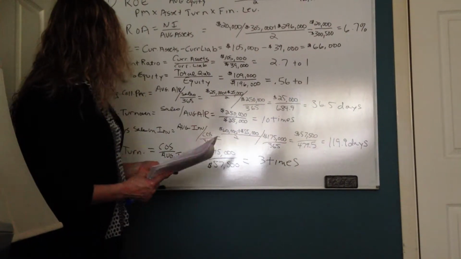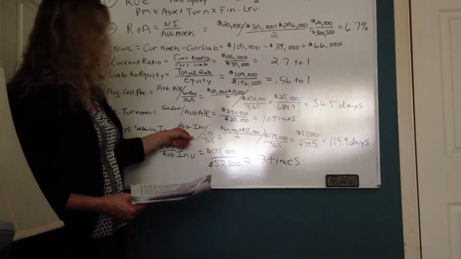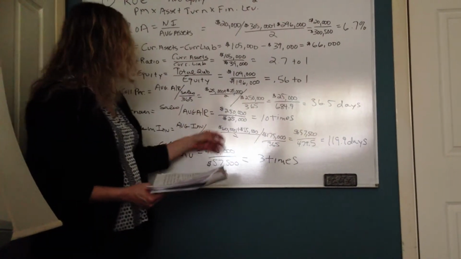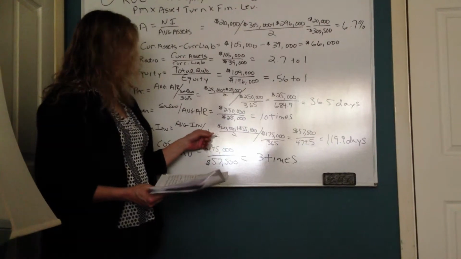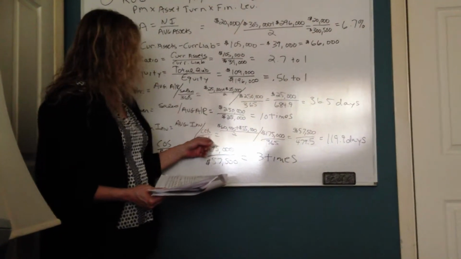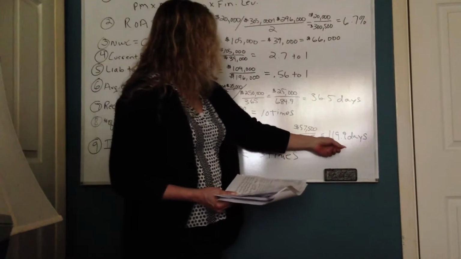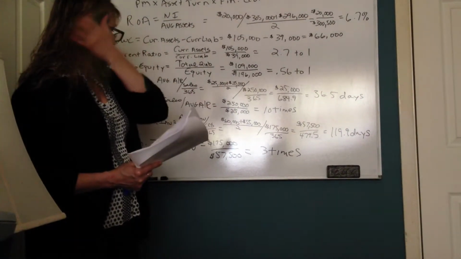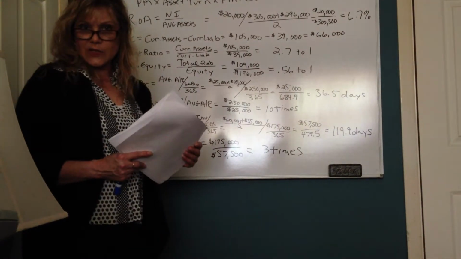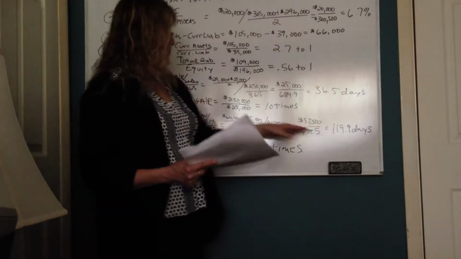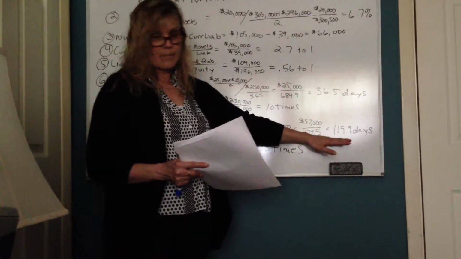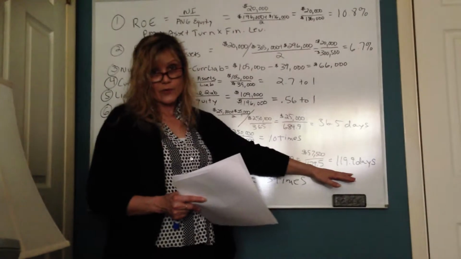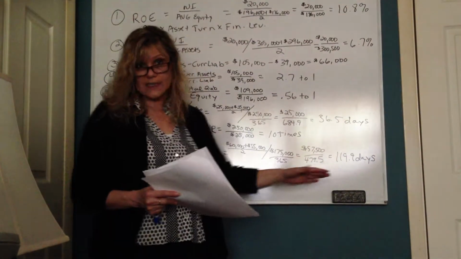Next one is number of days' sales in inventory. That's our average inventory, so our inventory from this year plus last year divided by 2. And we're going to divide that figure by our cost of sales divided by 365. So that's about 119.9 days. That's how long, basically, it takes us to sell our inventory. Now, that might be something that this company needs to work on, but again, it depends on the industry, and it depends on the company as to whether or not that figure does need to be worked on.